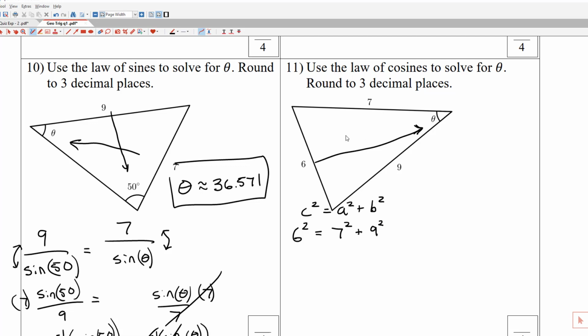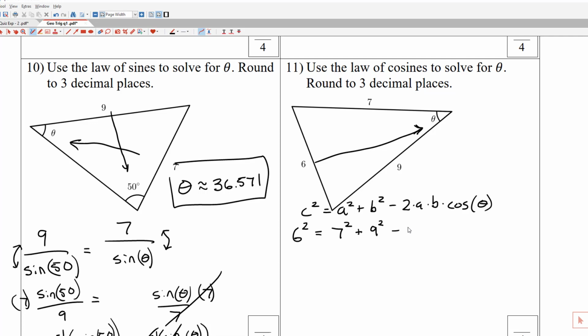The problem is that this is not a right angle, so you have to modify the Pythagorean theorem by subtracting 2 times a times b times cosine of theta. And that will correct the Pythagorean theorem so that it accounts for the fact that the angle is not 90 degrees.